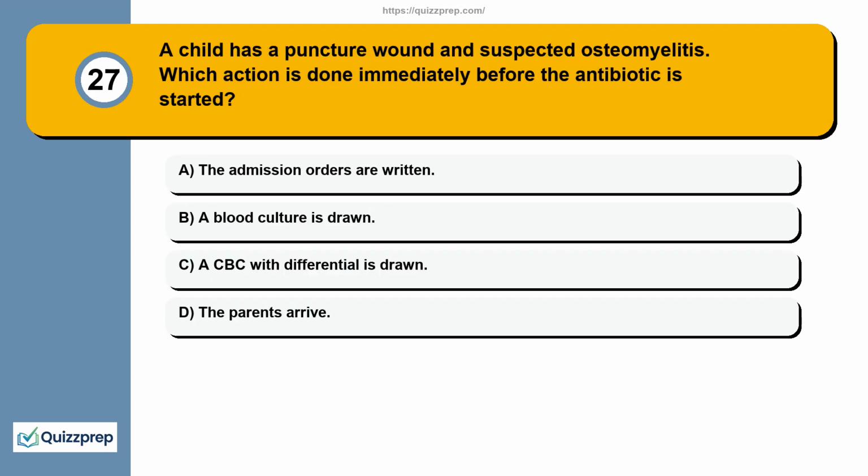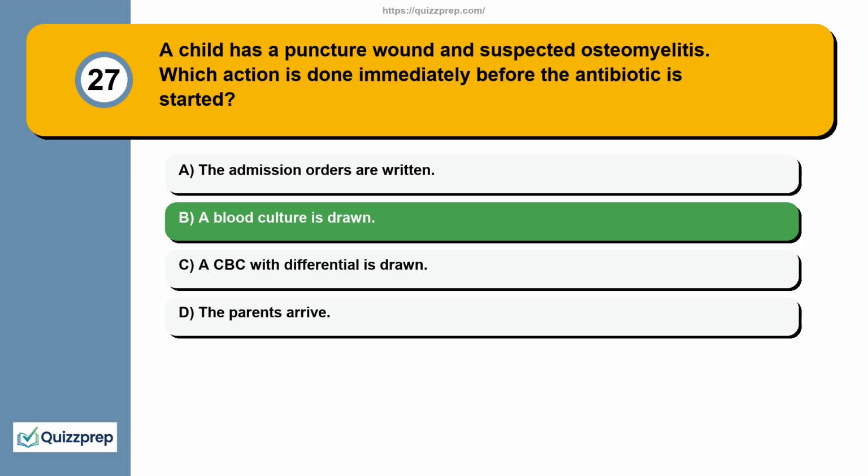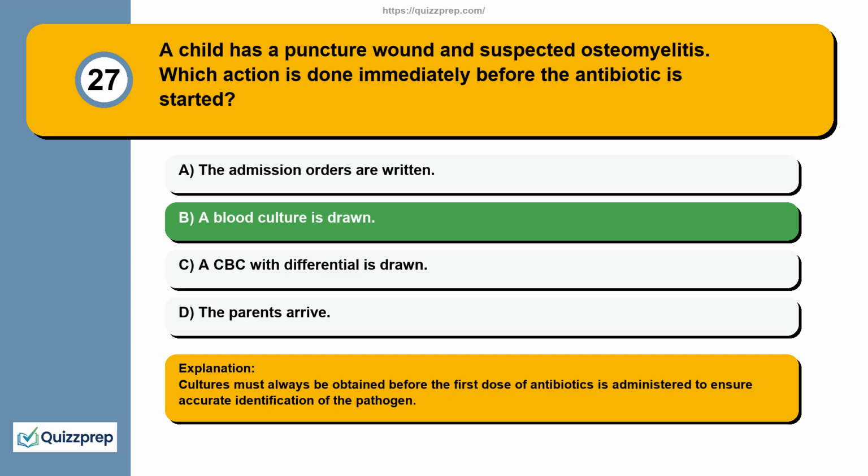Question 27. A child has a puncture wound and suspected osteomyelitis. Which action is done immediately before the antibiotic is started? The admission orders are written. A blood culture is drawn. A CBC with differential is drawn. The parents arrive. Cultures must always be obtained before the first dose of antibiotics is administered to ensure accurate identification of the pathogen.